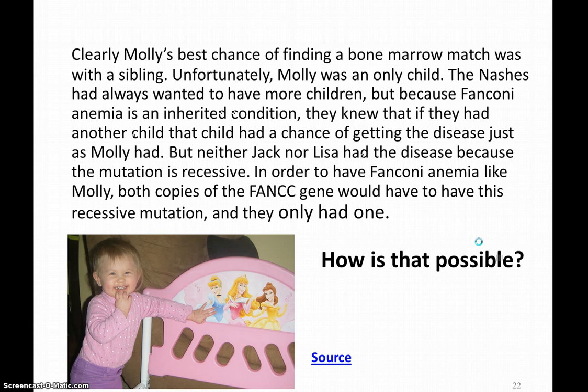In order to have Fanconi anemia like Molly, both copies of the FANCC gene would have to have this recessive mutation, and they only had one. How is that possible? Well, think about what we've done in the past. If Mr. and Mrs. Nash are like this, their child Molly could have gotten a little left from Mom and a little left from Dad.